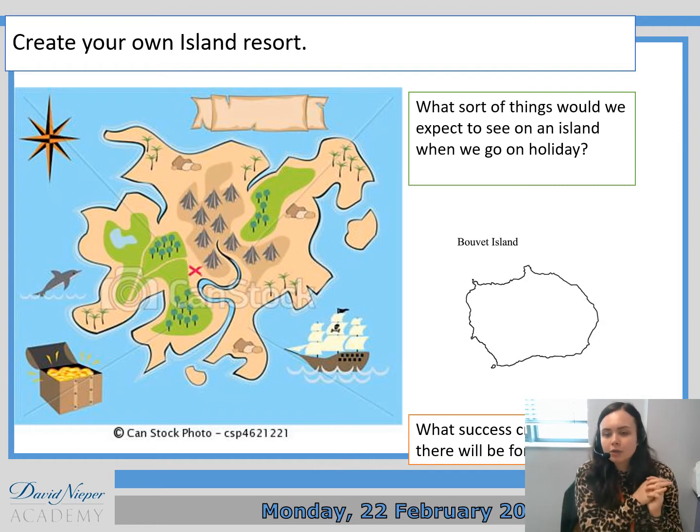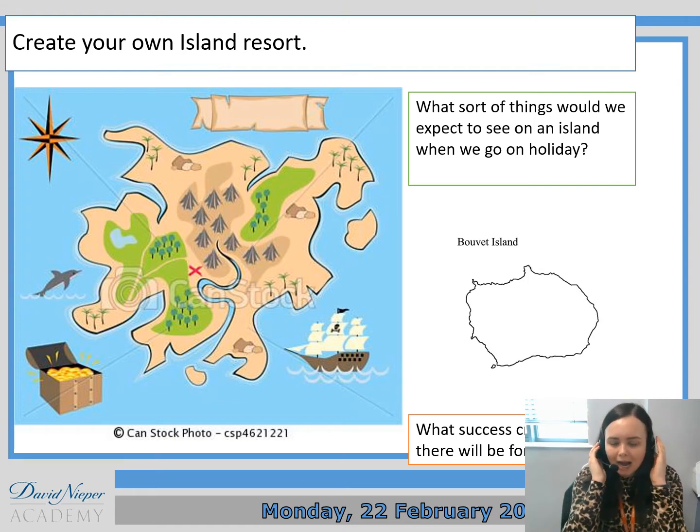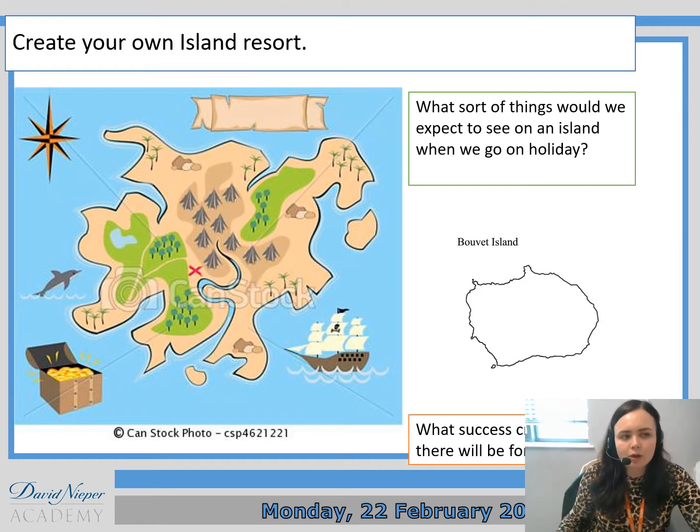okay? So I want you to just have a quick think now. What sort of things would we expect to see on an island when we go on holiday? So what sort of things do you think I'm looking out for when you design these islands? Have a quick think, 5 minutes, write your ideas down in your books for me.